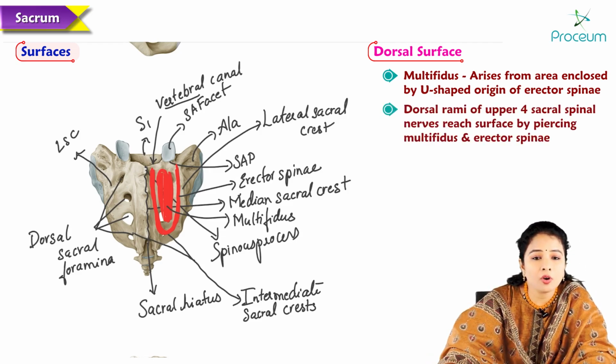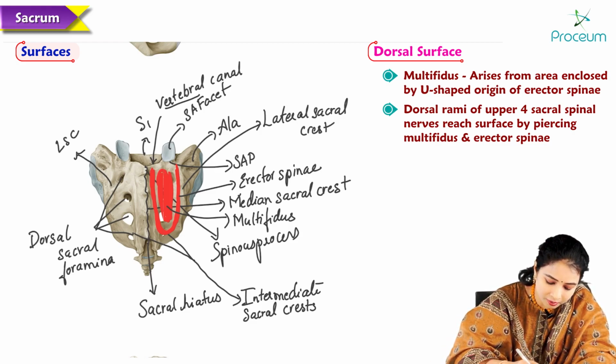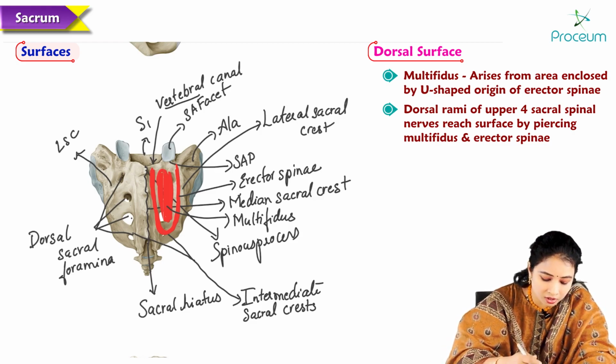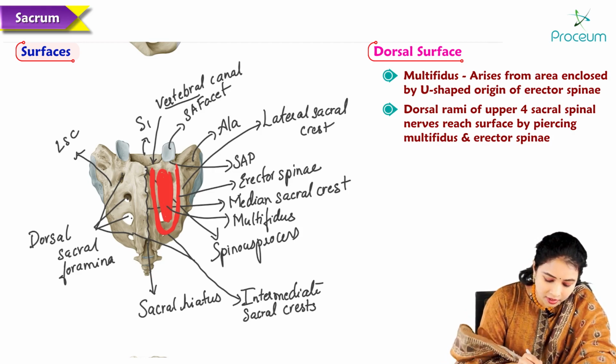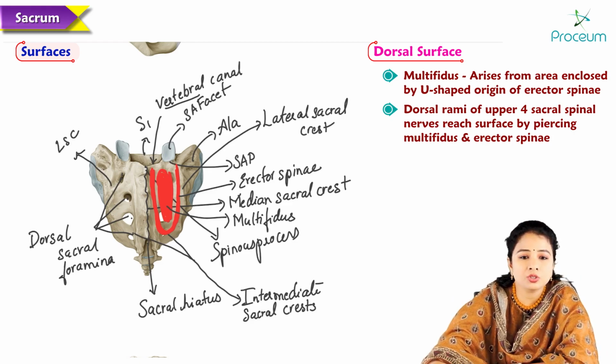The dorsal rami of the upper 4 sacral spinal nerves reach the surface by piercing the multifidus and erector spinae. So you can see the dorsal foramina, they are covered by these muscles. So the dorsal sacral nerves come out through the sacral foramina by piercing these 2 muscles.